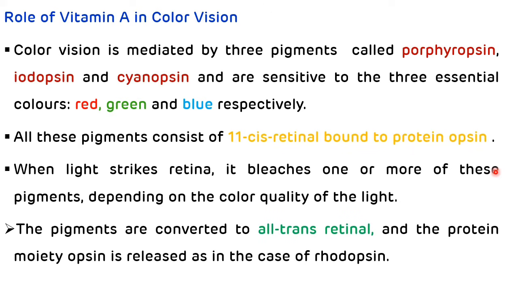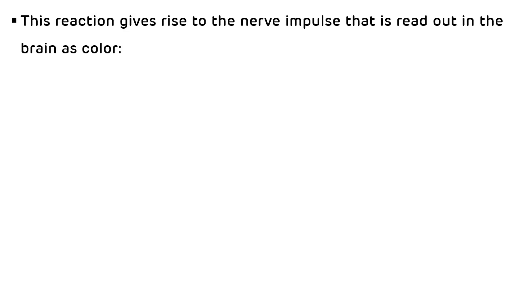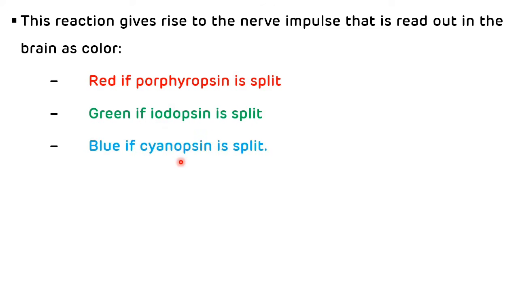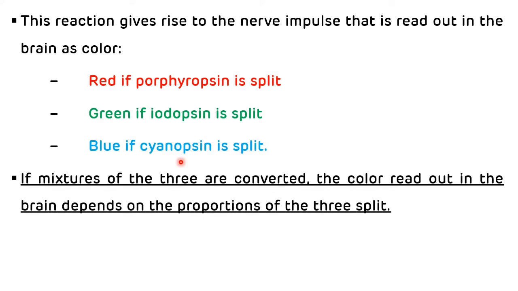The pigments are converted to all-trans retinal and the protein moiety opsin is released, as in the case of rhodopsin. This reaction gives rise to the nerve impulse that is read out in the brain as a color. For example, red if porphyropsin is split, green if iodopsin is split, and blue if cyanopsin is split. If a mixture of the three is converted, the color readout in the brain depends on the proportion of the three split.